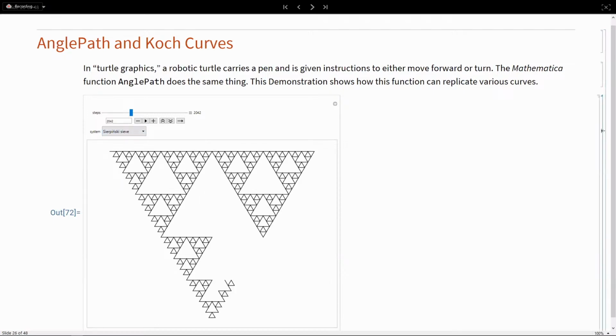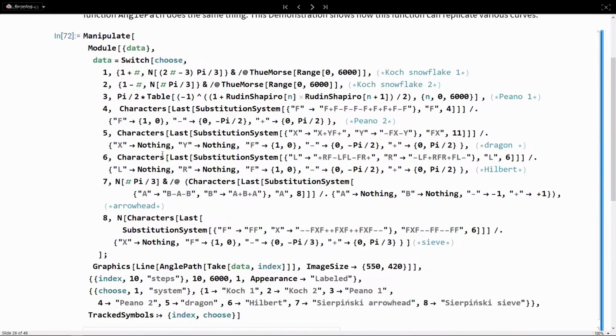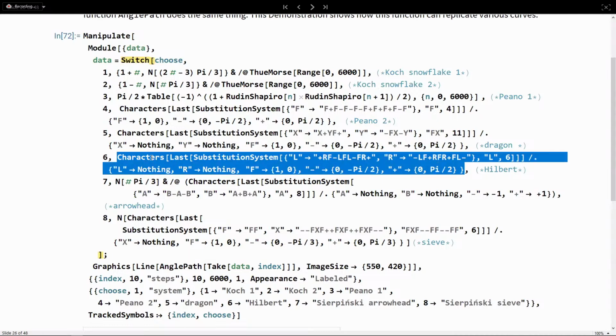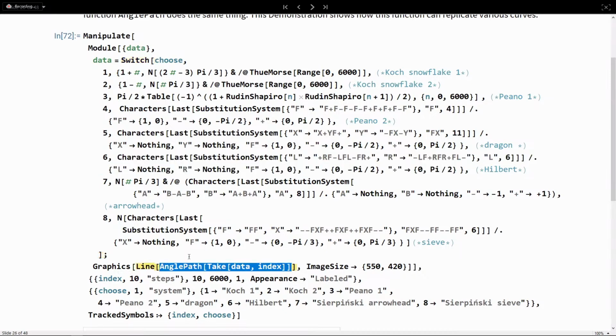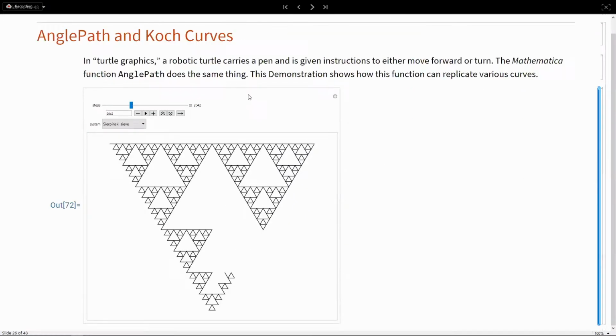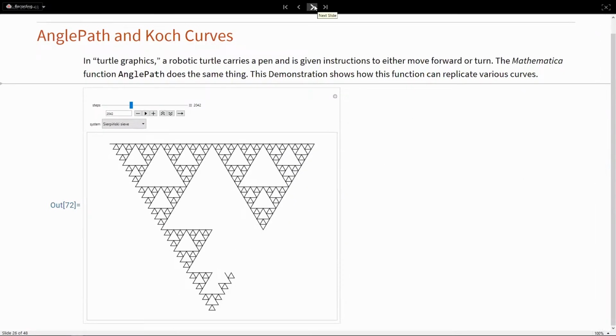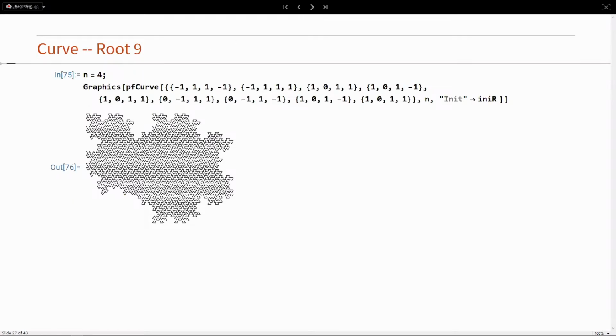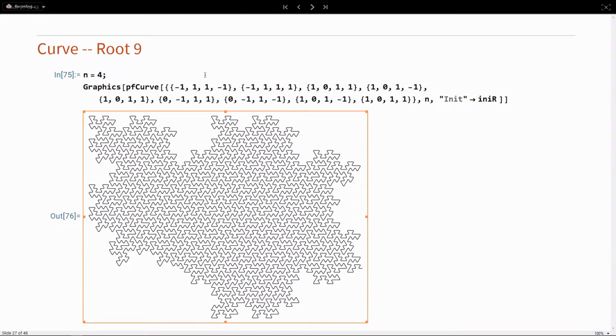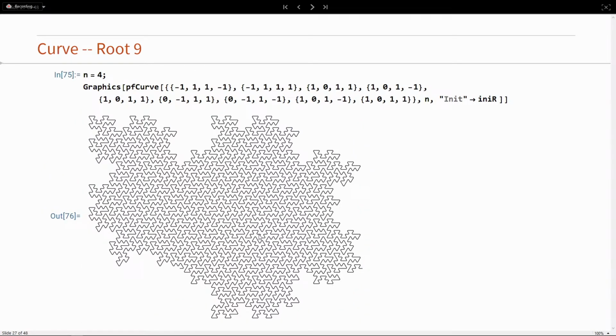These are all different usages of the substitution system fed into angle path. This is a piece of code I did a few years back. Here's another root 9 curve here, which looks rather interesting. It starts here. I'm not sure where it ends.